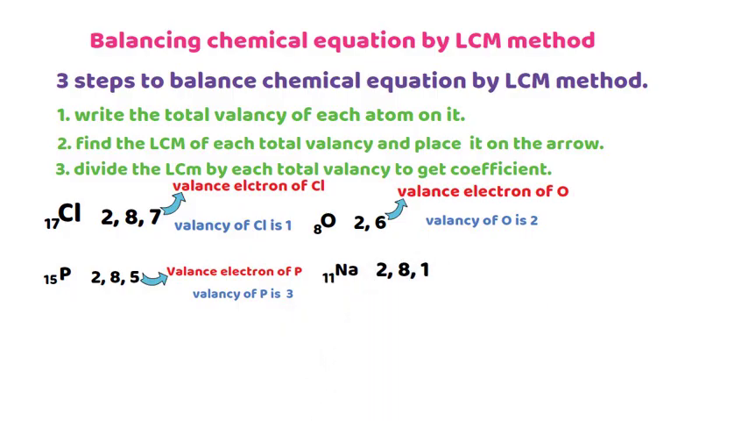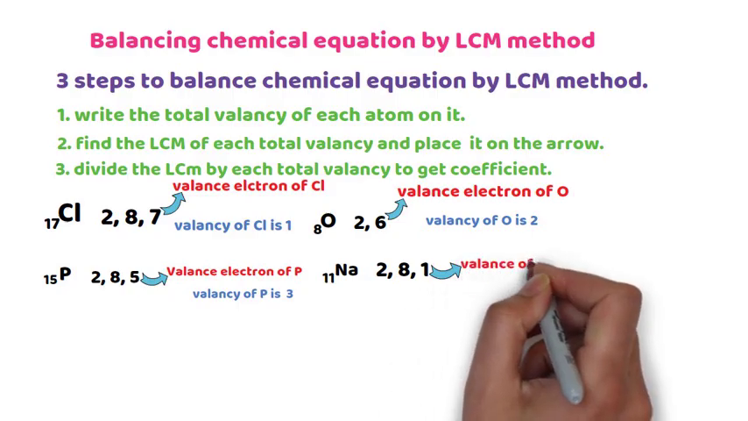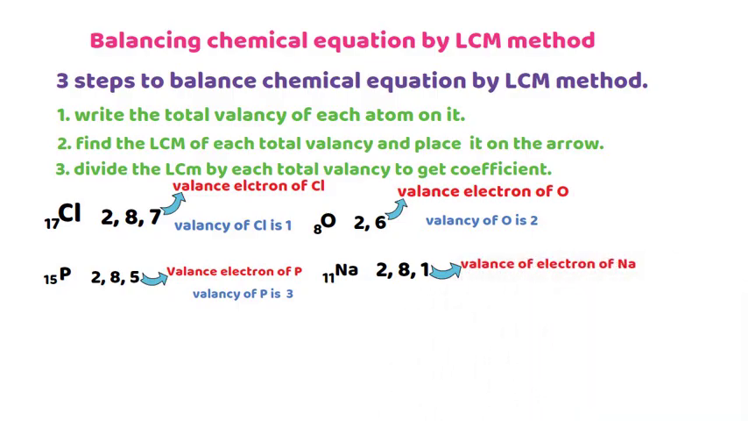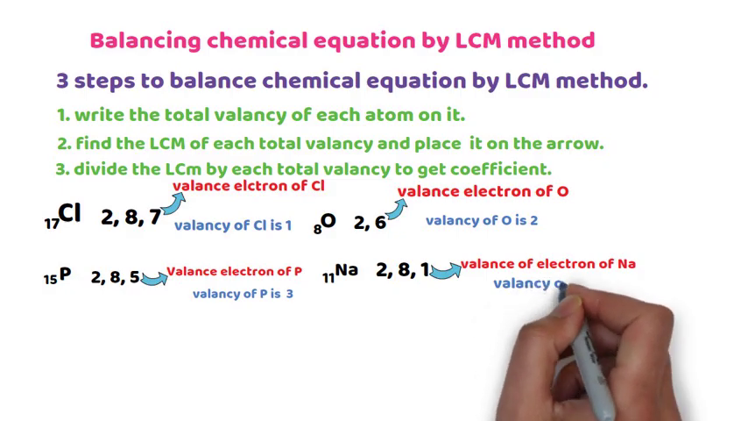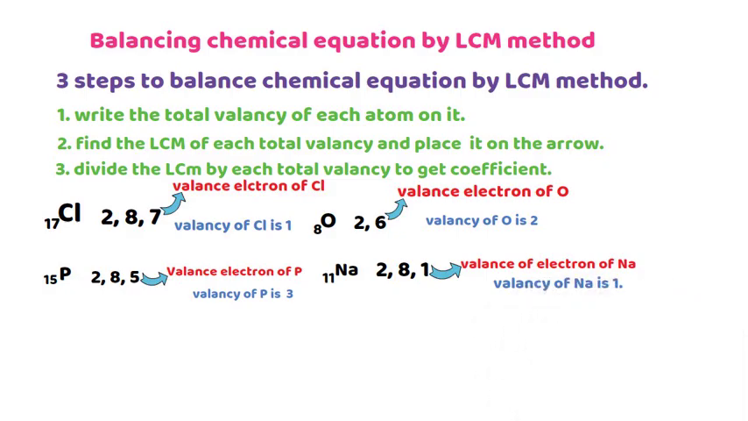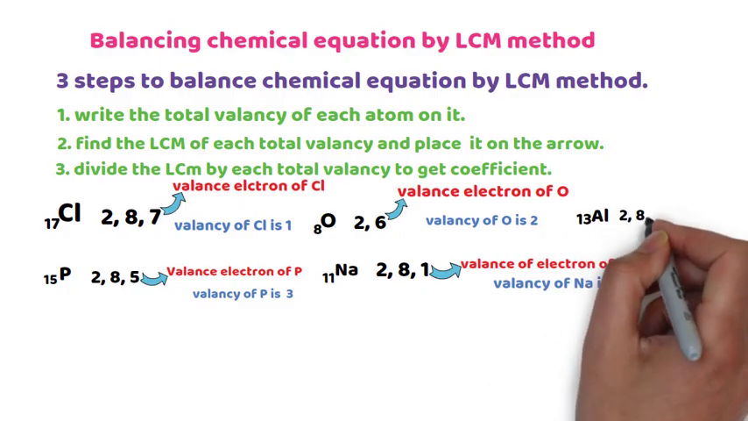Sodium, its atomic number is 11, and its electron configuration is 2, 8, 1. Therefore, its valence electron is 1, and its valence is also 1. This means that sodium must lose 1 electron to attain 8 electrons in the outermost shell.